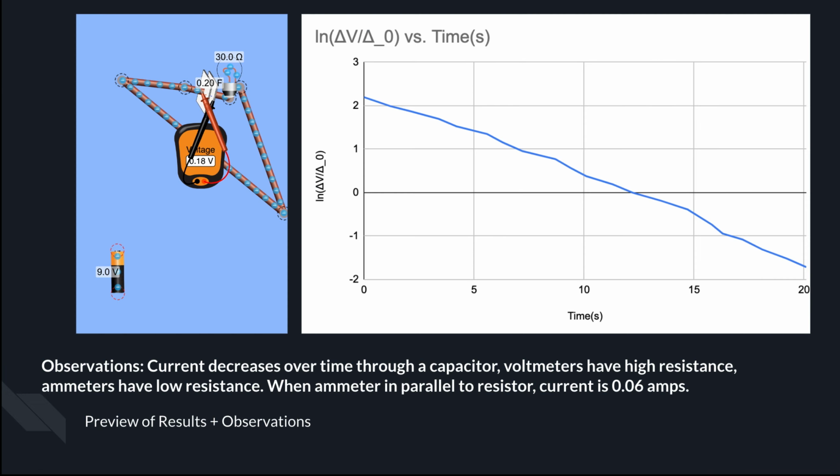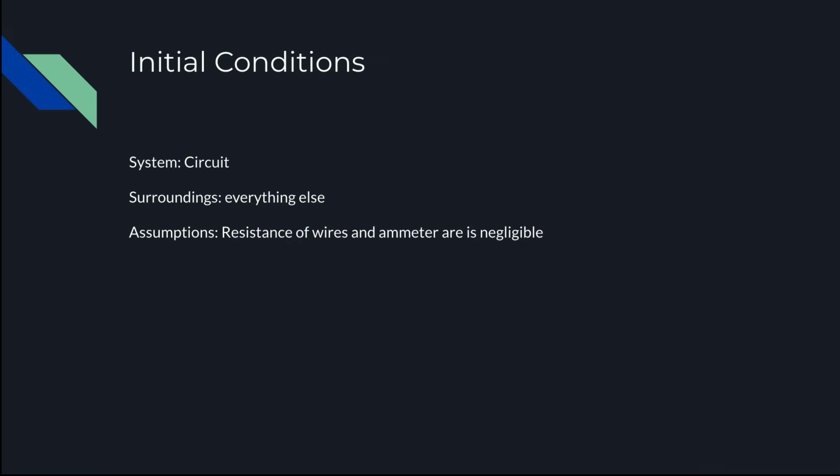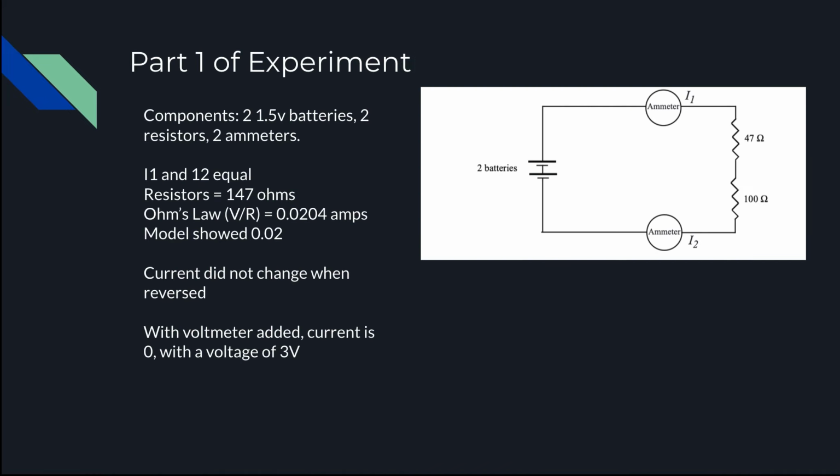Here's a preview of results plus some initial observations. The current decreases over time through a capacitor. Voltmeters have high resistance, ammeters have low resistance, and when an ammeter is in parallel to a resistor, the current is 0.06 amps. For initial conditions, this is a simulation, so the system is the circuit and the surroundings are everything else, and again, because it's a simulation, we can assume the resistance of wires and the ammeter is negligible.